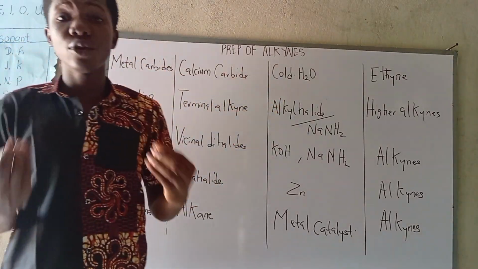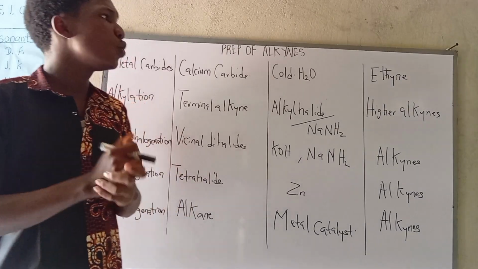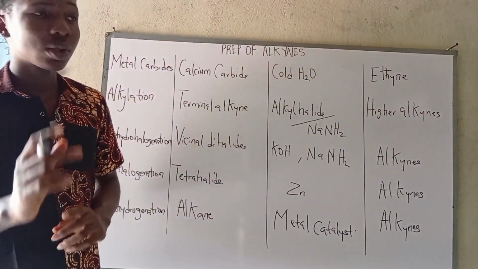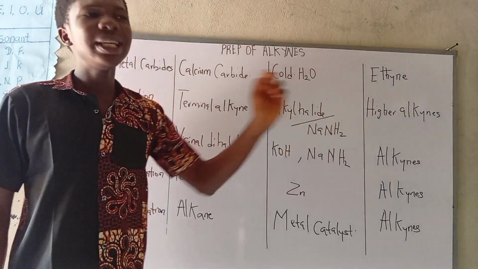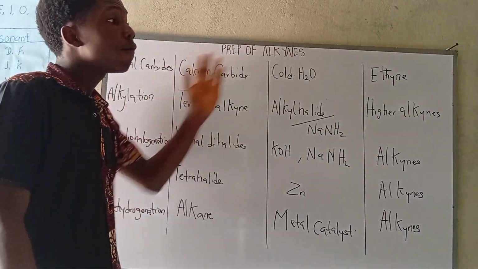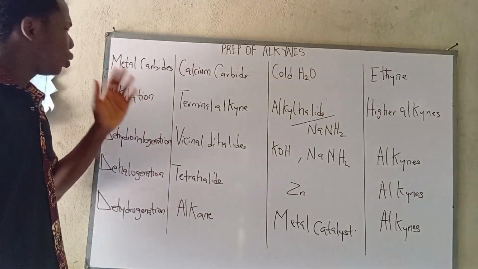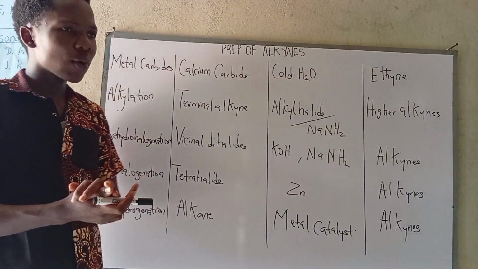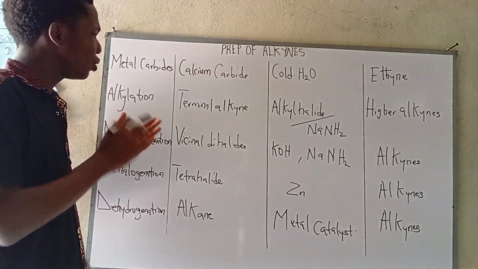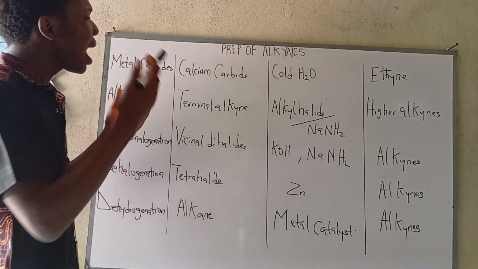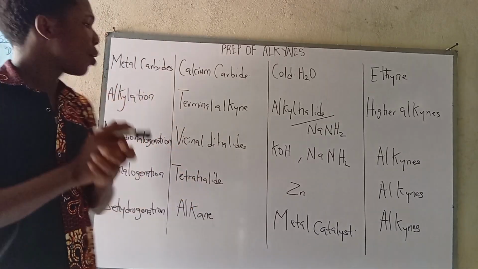This reaction is very vigorous. After this reaction, we will get ethyne. Now note, this particular method is mainly peculiar for ethyne. Okay? Now, looking downwards, alkylation. This one is kind of simple. From the name, you know, it has to do with what? Alkynes.